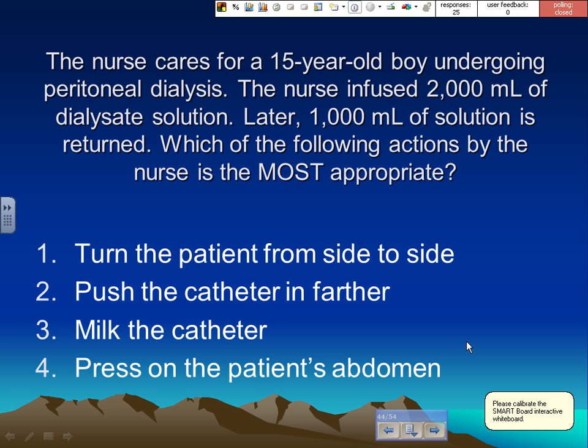The nurse cares for a 15-year-old boy undergoing peritoneal dialysis. The nurse infused 2,000 mLs. Later, 1,000 mL is returned. Which of the following actions by the nurse is the most appropriate? Turn the patient from side to side, push the catheter in farther, milk the catheter, press on the patient's abdomen.